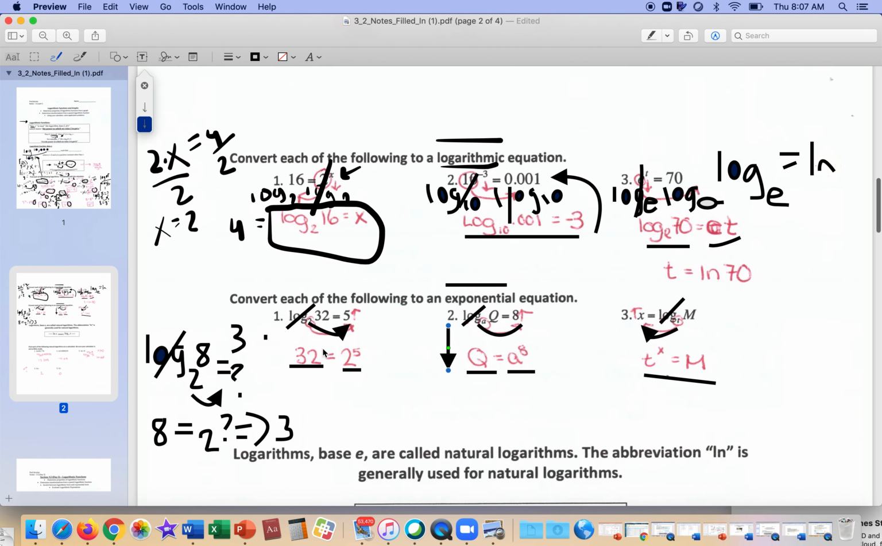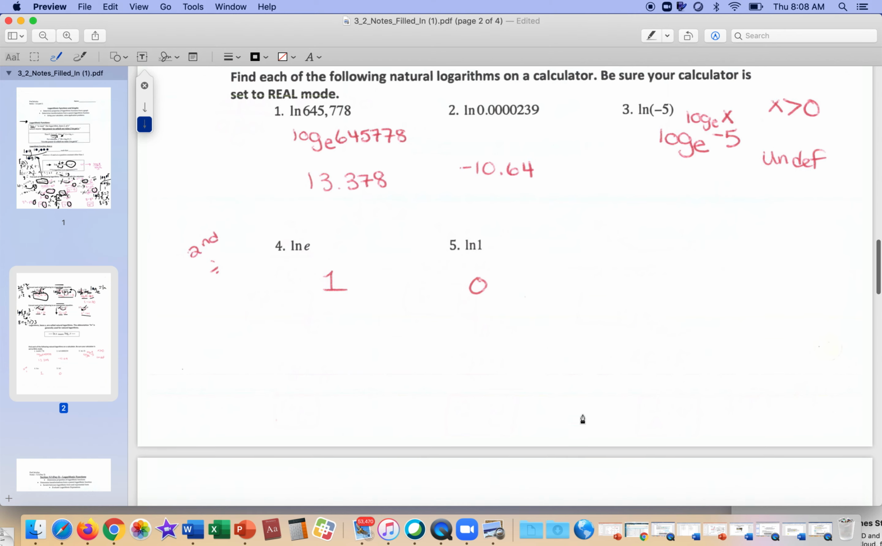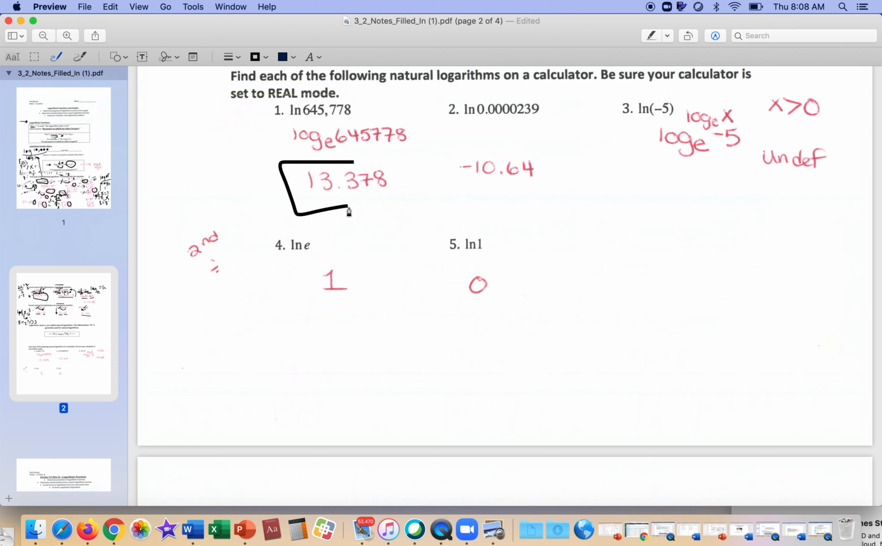We also said that when you see log base e, that's ln. You also have the ln or natural log button on your calculator. I like to always turn it into log base e, just for some reason. So you could hit the natural log button, then this number, enter, and it would say 3.378. You could hit ln of this number, enter, you get -10.64, ln -5, enter, ln e, enter, ln 1.